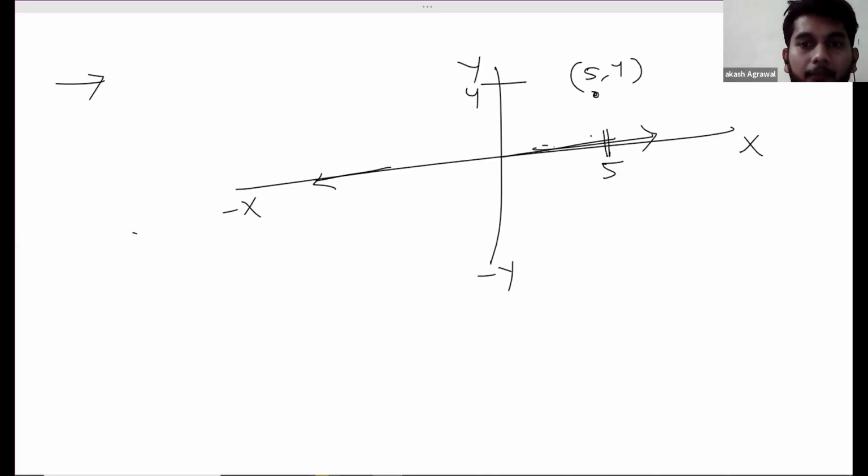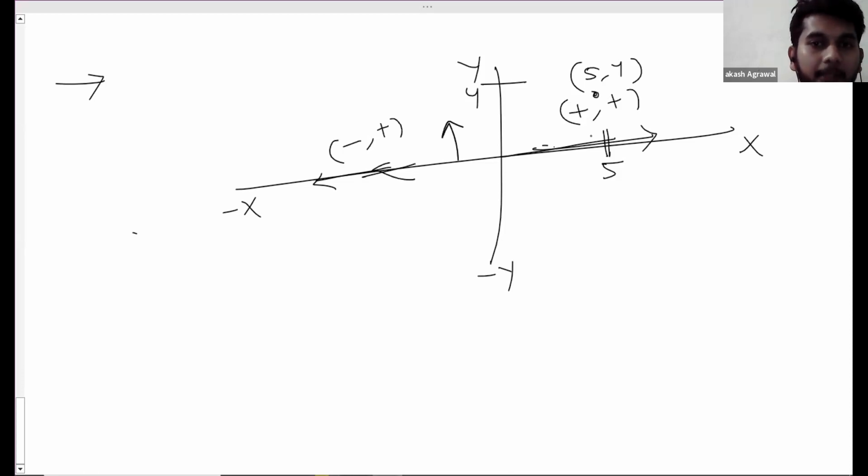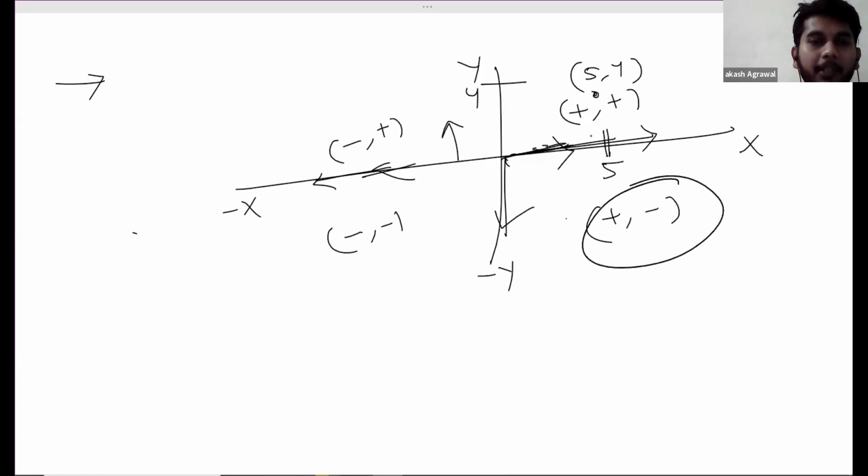Okay. So in the first quadrant, x is positive, y is positive. In the second quadrant, x is negative, but y is positive. Right? In x we are moving left, in y we are going up. Okay. In the third quadrant, both are negative. In the fourth quadrant, x is positive, but y is negative. x is to the right, y is down. So x will be positive, y will be negative. Yes or no, Afnan? Yes, sir.